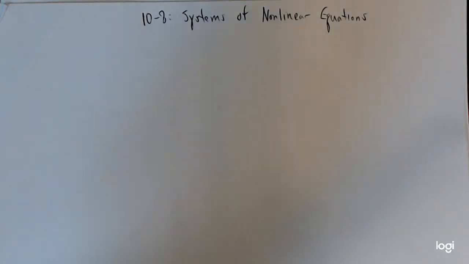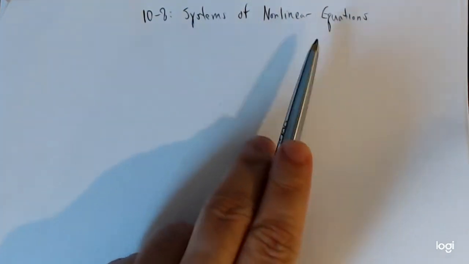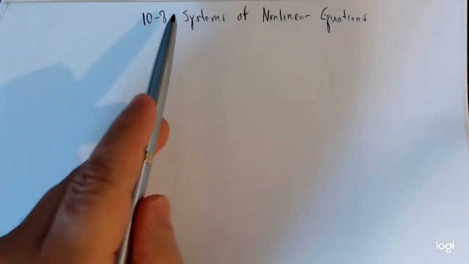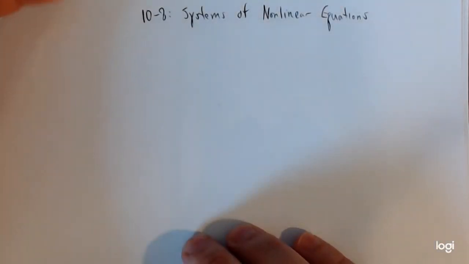Okay, so what we're going to talk about now is we're going to continue solving systems of equations, except if you remember, in the earlier sections, we were solving systems of linear equations. So now we're going to talk about solving these equations that are nonlinear, so how do they look? Before we do that, let's just quickly specify what the goal is.